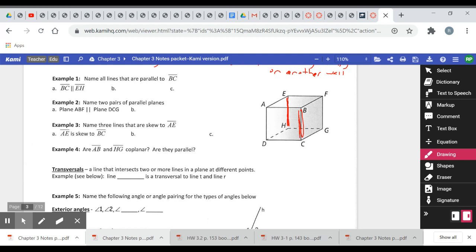Okay, some other lines that are parallel to BC would be FG, and also AD over here.